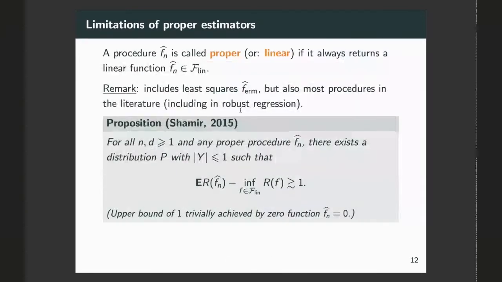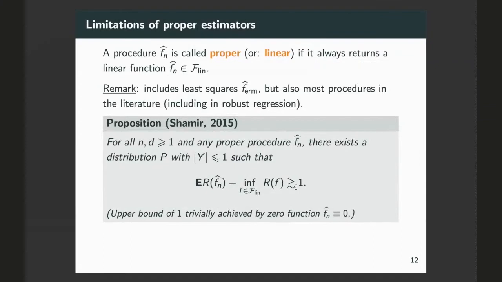Okay, and so I'll start with some bad news, which is that if we have any linear procedure, and this is a direct consequence of a result by Shamir. So if we have any proper linear procedure, we can find a distribution P of X and Y such that Y is bounded by 1. But on the other hand, the excess risk of this procedure is of constant order. So it's lower bounded by a constant. When I put this tilde, it means that there is an absolute constant such that the lower bound holds.